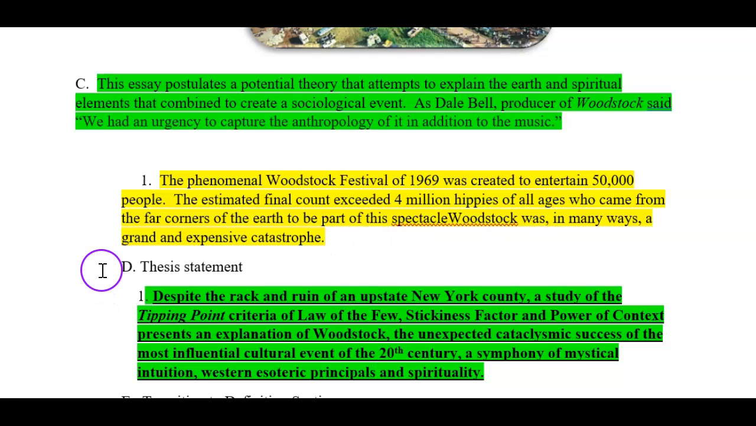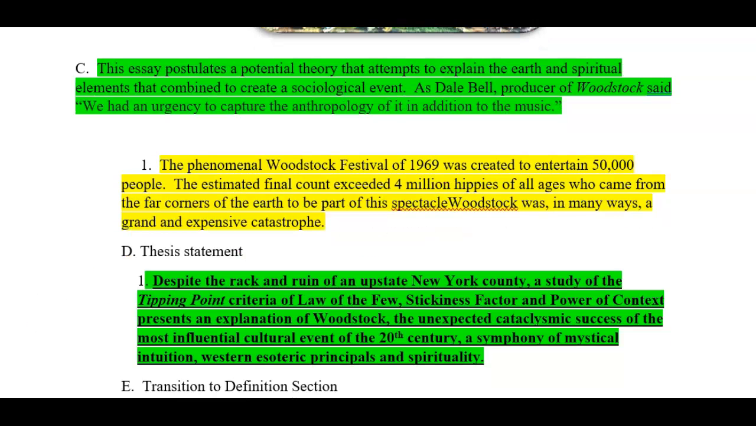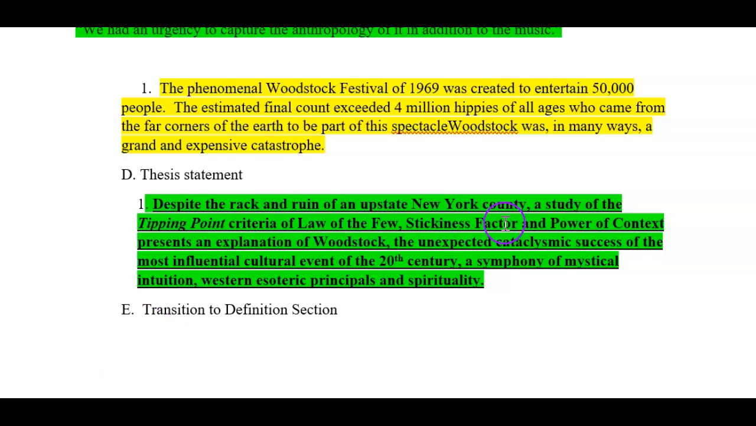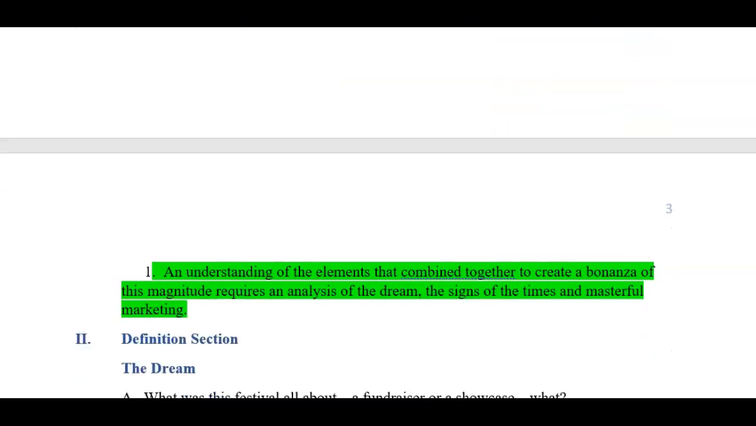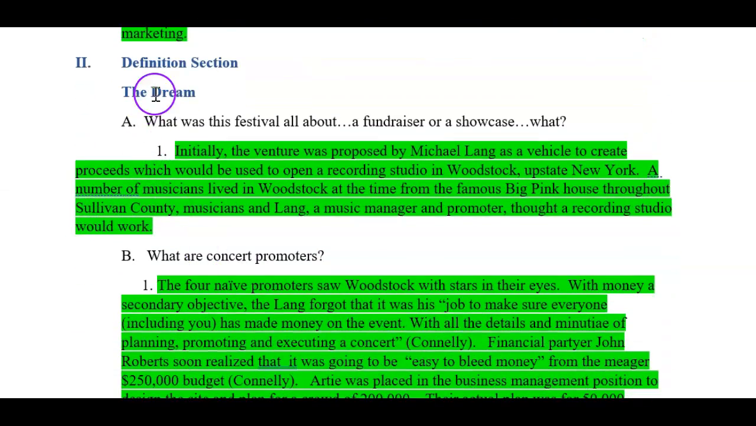Okay, so you can see I've put in yellow what my words are, and the outline is not going to be a perfect masterpiece, but it's going to give me a template. And there is my thesis statement again. And on we go. Definition section.